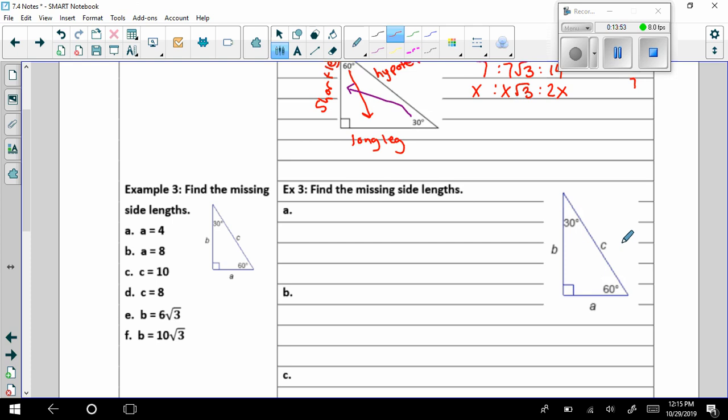Okay, so if we're looking at this one, this first one gives us a is equal to 4. Well, 4 is your short leg. So we can just fill in our ratio. We have 4 as the short leg, 4 times the square root of 3, and then 4 times 2, which is 8, for the hypotenuse. All right, so leg, leg, hypotenuse.